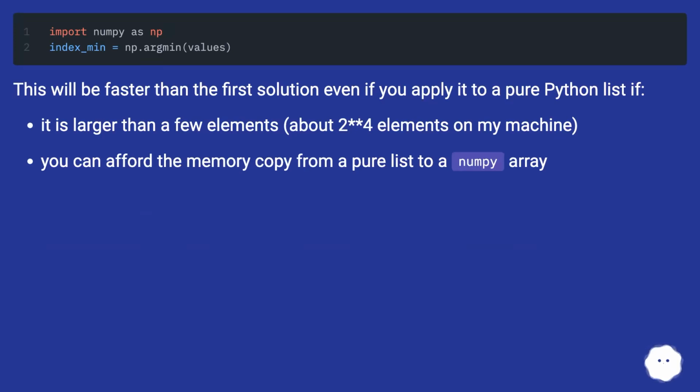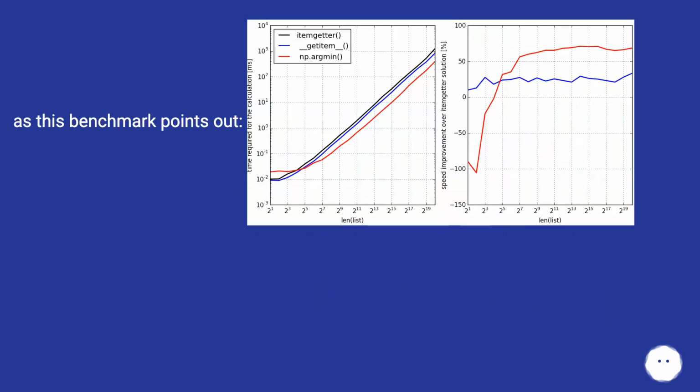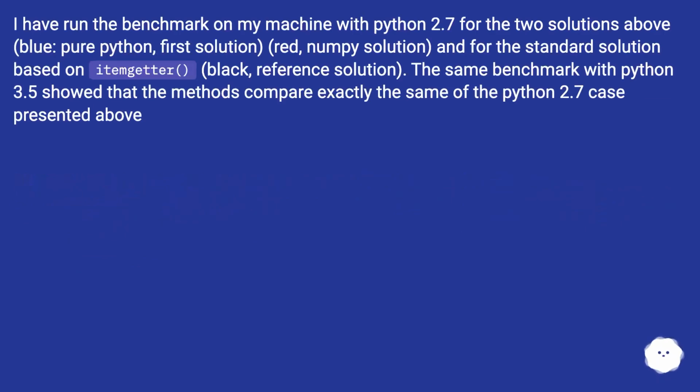This will be faster than the first solution even if you apply it to a pure Python list if it is larger than a few elements, about 2**4 elements on my machine, if you can afford the memory copy from a pure list to a numpy array. As this benchmark points out, I have run the benchmark on my machine with Python 2.7 for the two solutions above, blue, pure Python, first solution, red, numpy solution, and for the standard solution based on itemgetter, black, reference solution. The same benchmark with Python 3.5 showed that the methods compare exactly the same as the Python 2.7 case presented above.